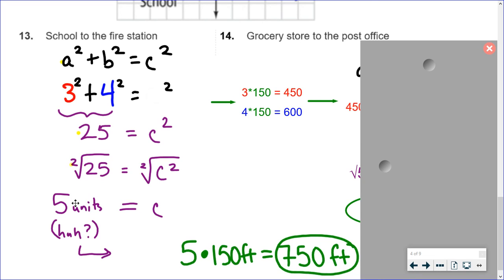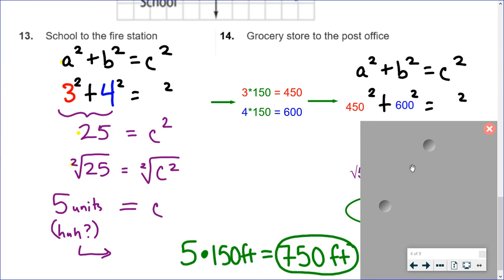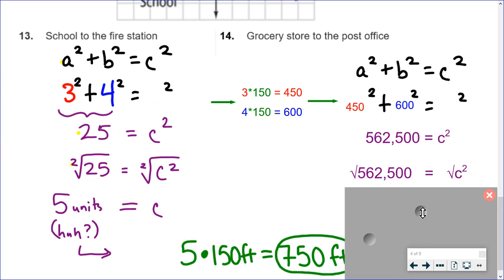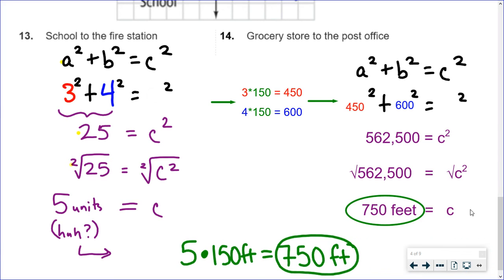On the other hand, that changed the number at the very end to the real life feet. What if we took the 3 units and the 4 units and changed it at the beginning? We could take 3 times 150, that's 450 feet. 4 times 150, that's 600 feet. And now you look at that and you see, wow, those numbers are quite big. But if you square them and then take the square root, guess what the square root of 562,500 is? It is exactly 750 feet. So, ladies and gents, that will be your choice.